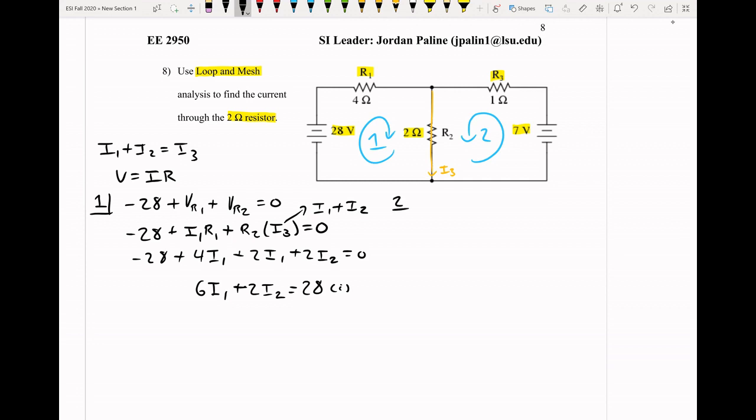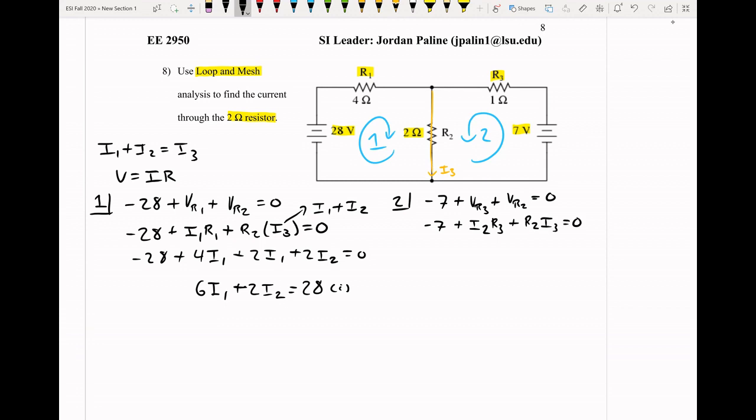Okay, and then if we come over here for loop 2, we'll do the same process. We'll do negative 7 plus VR3 plus VR2 is equal to 0. And we'll replace it with V is equal to IR, where this will be I2 R3 plus R2 I3 is equal to 0.